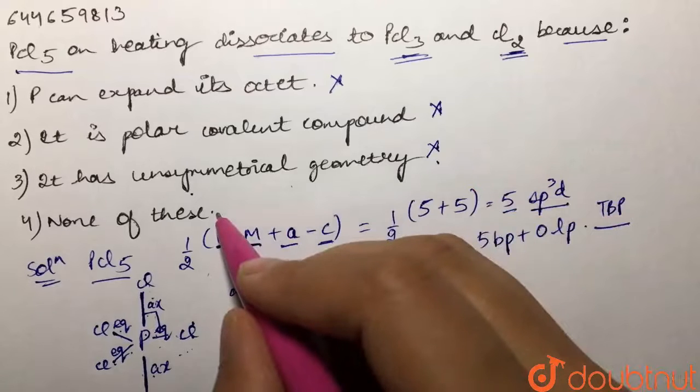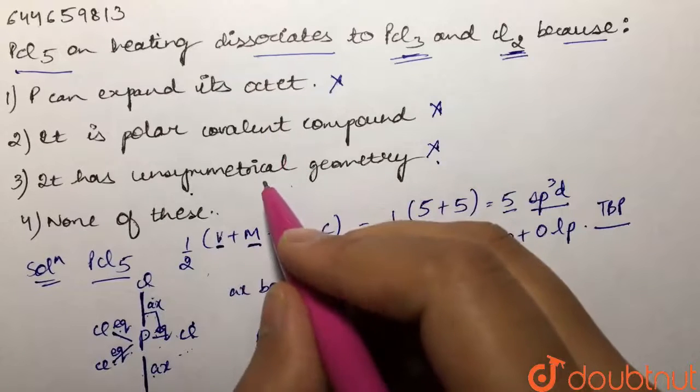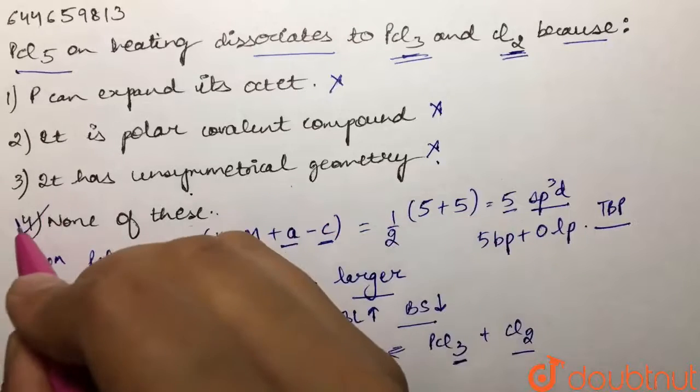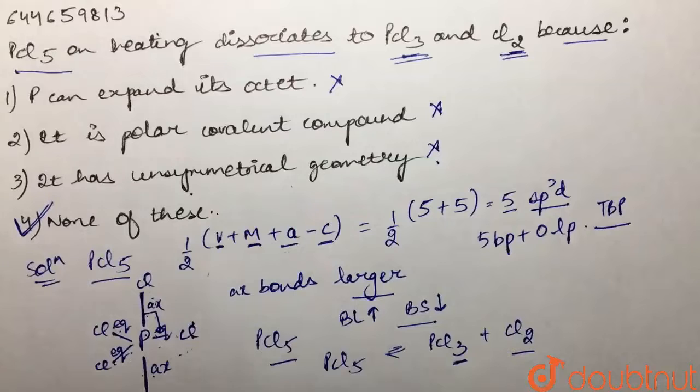So our correct option would be none of these, because these 3 are not the reasons why PCl5 dissociates into PCl3 and chlorine. The actual reason is that the axial bonds are longer and hence have a smaller bond strength and hence break down easily to form a chlorine molecule. So our answer to this question would be the 4th, none of these.